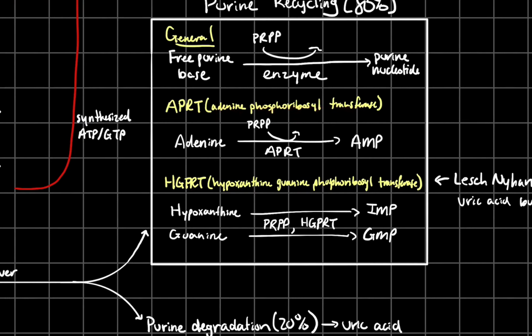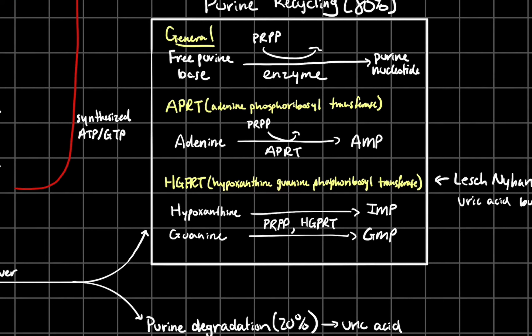So when we look at APRT, which is adenine phosphoribosyltransferase, you can kind of infer that it's going to do something to adenine, right? It's going to transfer a phosphate group onto the ribose sugar, okay? So it's going to take the adenine and it's going to take PRPP and it's going to add a phosphate group and make it into adenosine monophosphate, right? AMP.